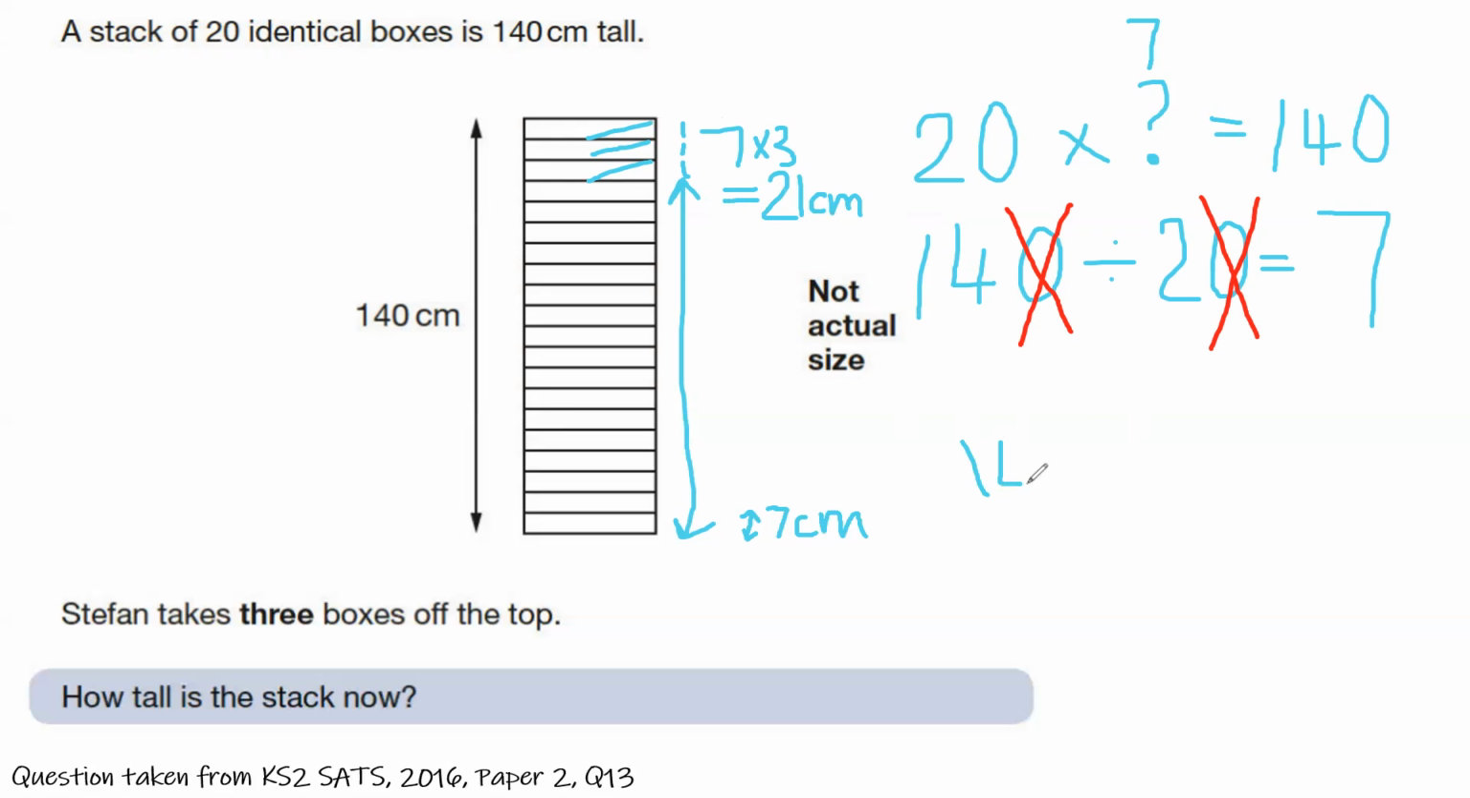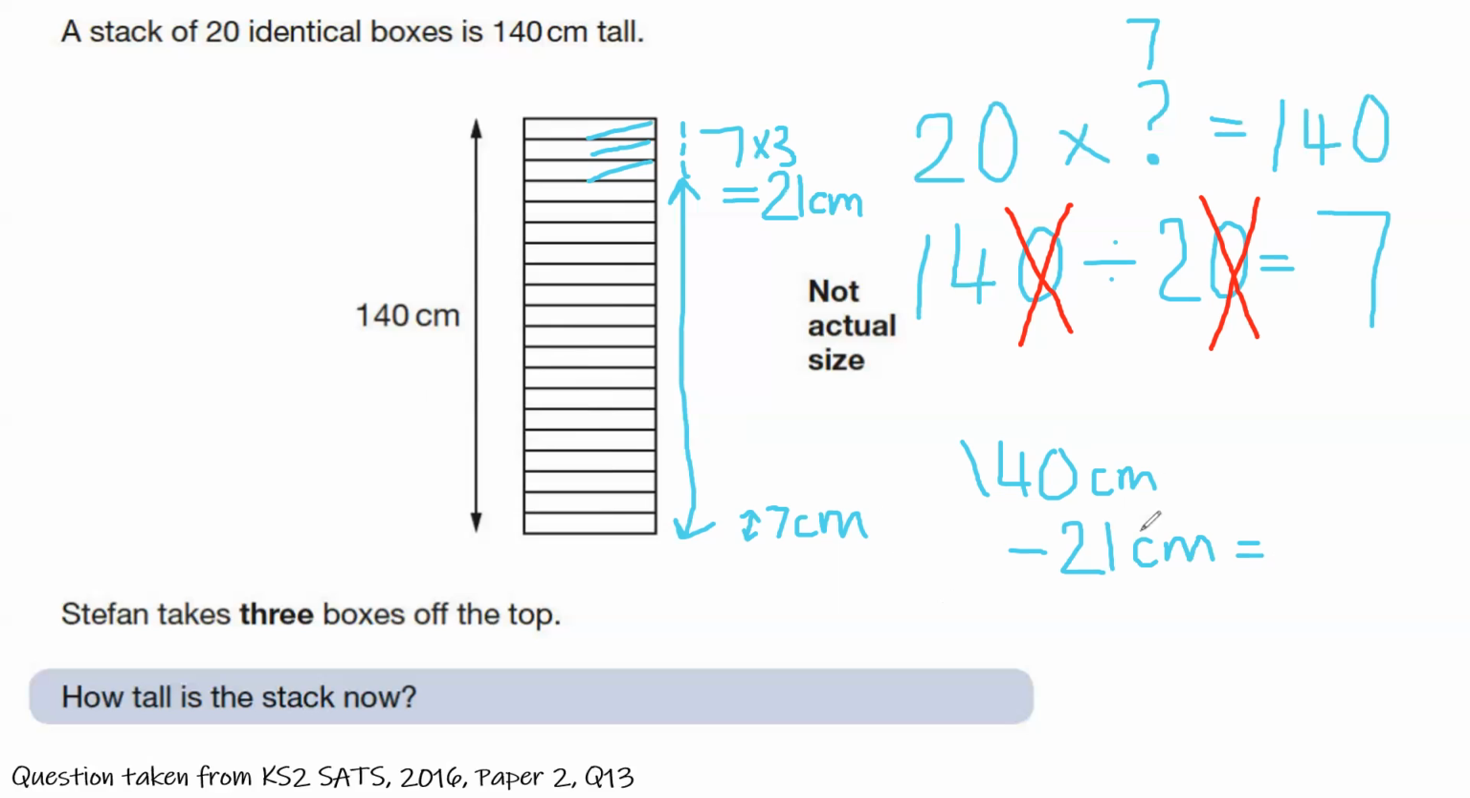So now we need to do 140 centimeters, because that's how tall the pile was originally. And then we're taking away these 21 centimeters for those 3 boxes that have been removed from the top. Again, there are multiple ways of doing this. So if you have done it a little bit of a different way, that's absolutely fine. As long as you get the same answer at the end, it really doesn't matter what method you use. Because yeah, you could have done it the other way around and worked out what the height of 17 boxes is. It really doesn't matter. You could do it either way.